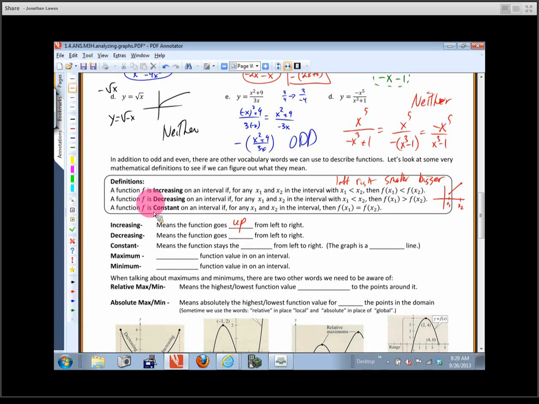Now we could take the time to read both of these. Decreasing, guess what decreasing means? It goes down from left to right. Okay? And what about constant? If something's constant, does it change? Doesn't change at all. So it means the graph stays constant from left to right. Now, if it stays constant, it never changes. So if this is our axis, it does this. Goes like that. Doesn't go up, doesn't go down. What is that? Horizontal line. Okay? Horizontal line.